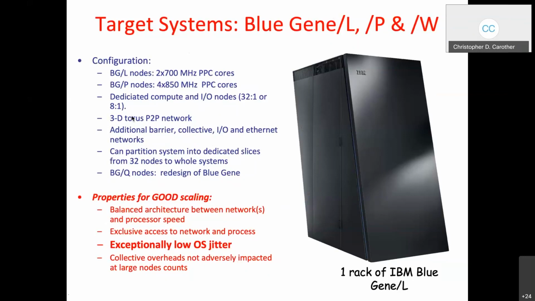And the other key piece there is exceptionally what we call low jitter, meaning for all intents and purposes, you run your application on a Blue Gene, you run it once, you get a runtime, you run it again, you're going to get the same runtime. You're going to see very little variation in the runtime of your application from end to end. So it was very predictable in this regard.